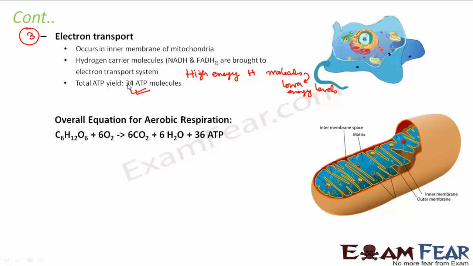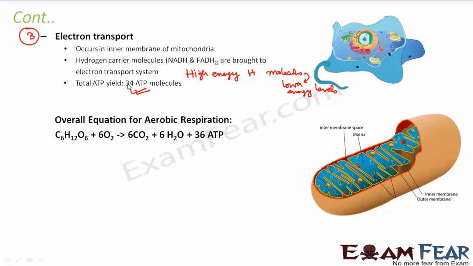So what is the total process? We can review it. The first step is glycolysis, where the glucose molecule, which was a 6-carbon molecule, gets converted into pyruvate, which is a 3-carbon compound. In the next step, the 3-carbon compound pyruvate enters into the mitochondria. It loses 1 carbon dioxide, and in presence of coenzyme A, it forms acetyl coenzyme A.